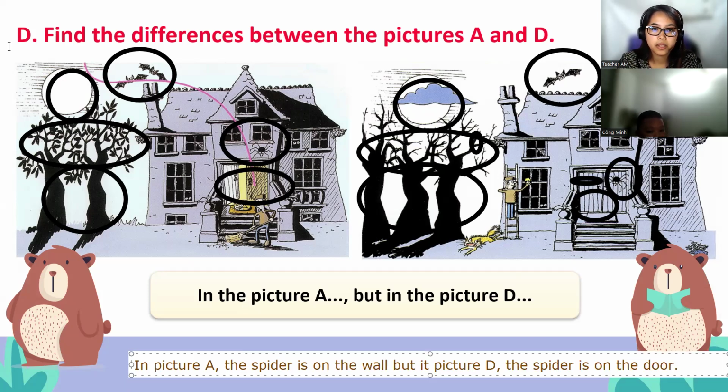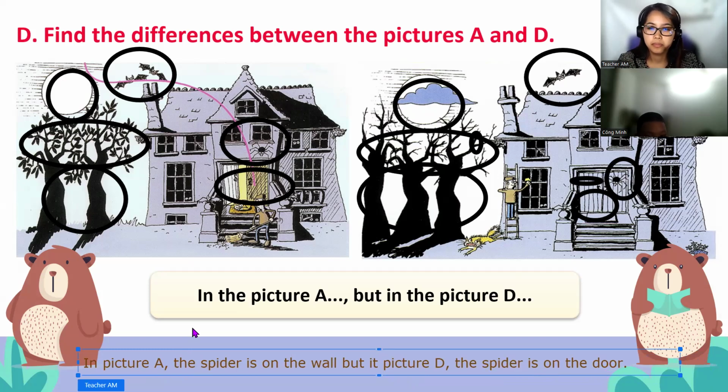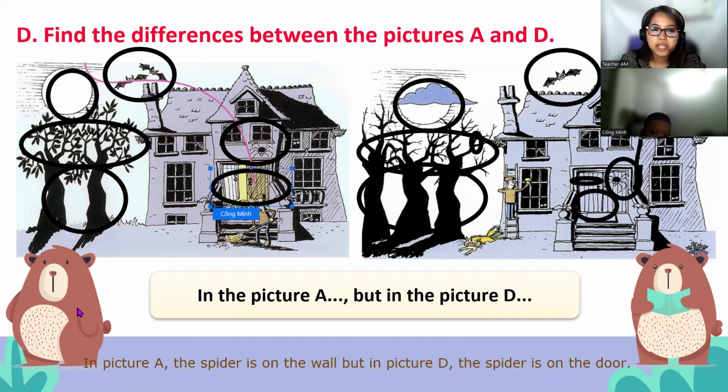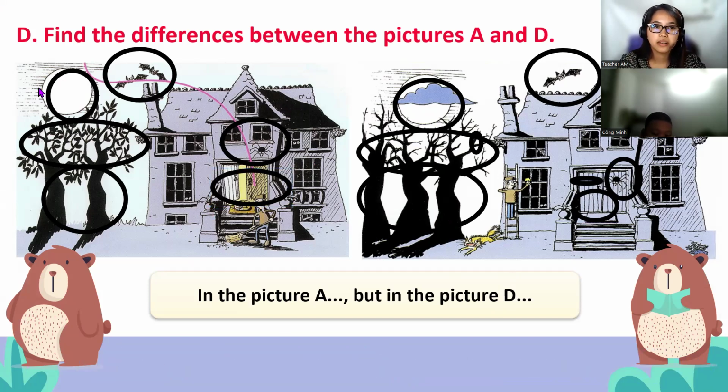In picture A, the spider is on the wall. But in picture B, the spider is on the door. Very good, Min. Okay, now what else, Min? There's more. How about here?